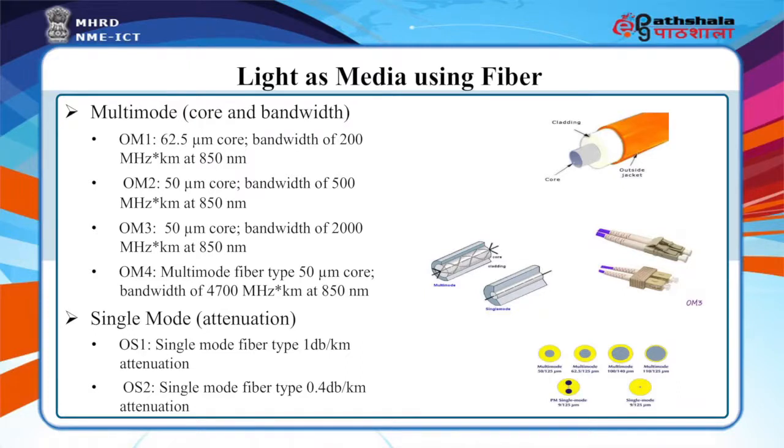As you can see from the slide, there is a core, then cladding and outer jacket. What we see, this yellow color, is only the outer jacket. The light passes through this and it is communicated. In single mode, the classification is based on the attenuation. So OS1 and OS2 are the two categories of cable in single mode fiber. 1 decibel per kilometer attenuation is OS1, and 0.4 dB per kilometer attenuation is OS2.